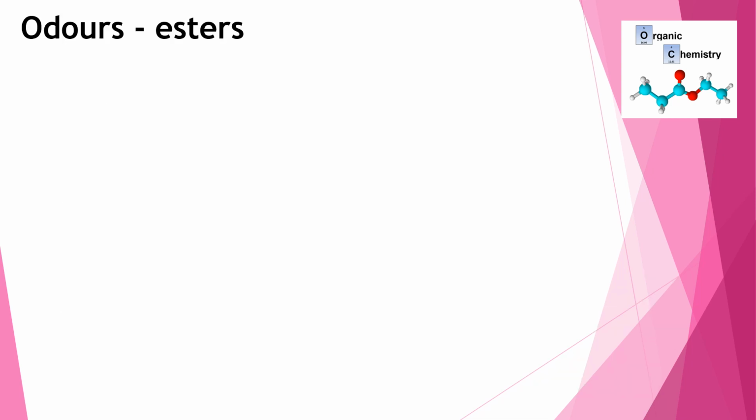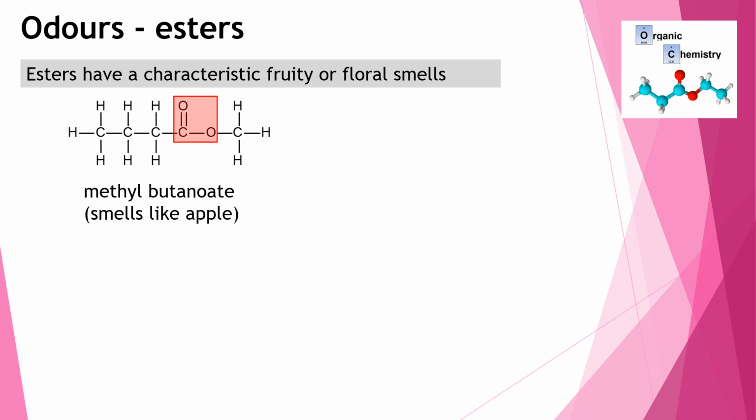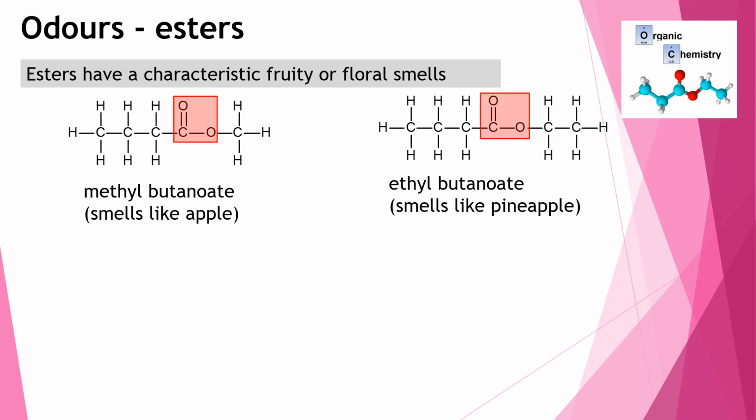Okay, esters is another common one. Now they have a characteristically fruity or floral smell, but they're very strong fruity, very sweet. And you get these associated flavors, like this methyl butanoate smells like an apple. It does. You smell it, it smells like an apple. You might have made in class ethyl butanoate, and it smells like pineapple.